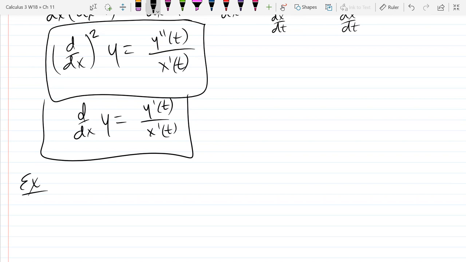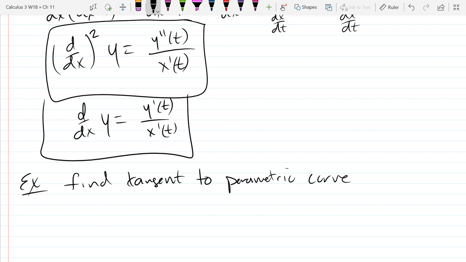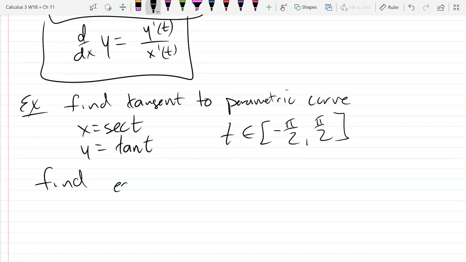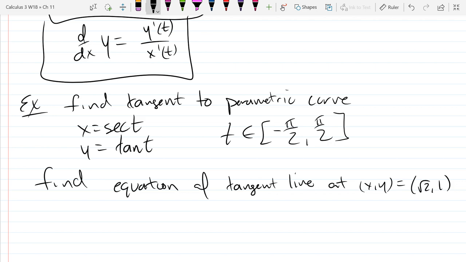So our first example, our parametric curve, we're going to find a tangent. X equals secant t, y equals tan t. Now I also need to write the interval t is going to live inside of, negative pi over 2 to pi over 2. Equation of tangent line at square root 2, 1.